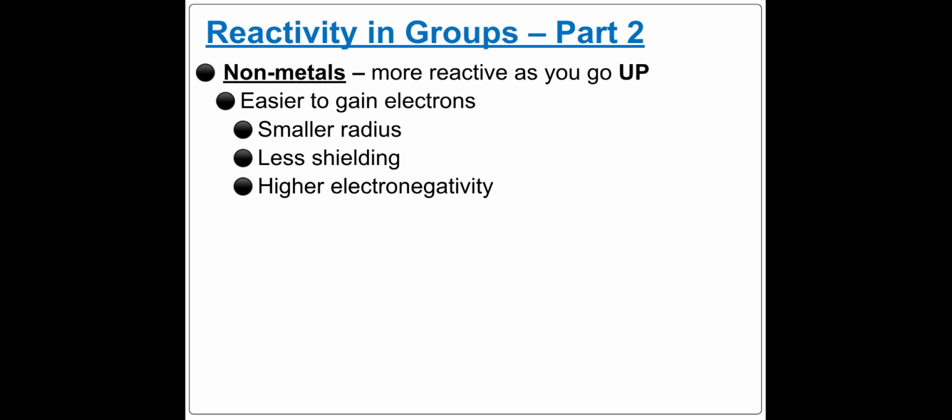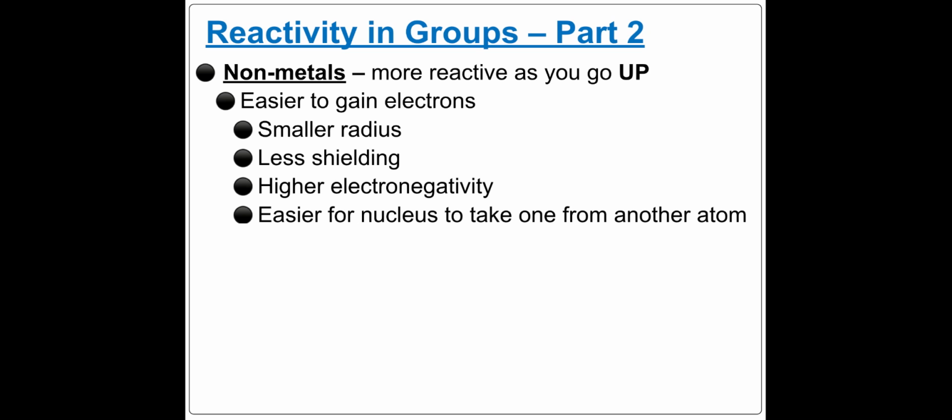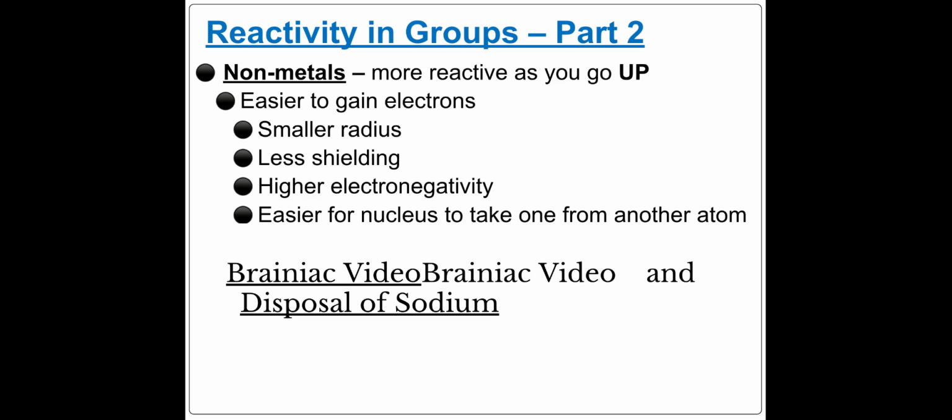So we said that atoms with a higher electronegativity want the electrons more, so they're going to have a greater attraction for electrons. So it's going to be easier to gain an electron with that higher electronegativity, and so it's easier for the nucleus to take one of the electrons from another atom.